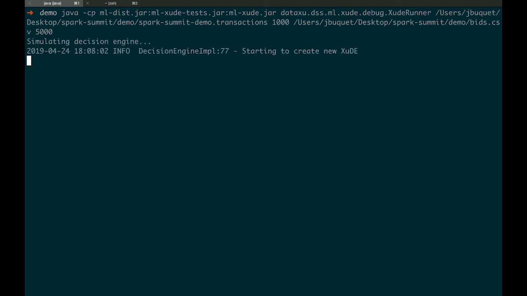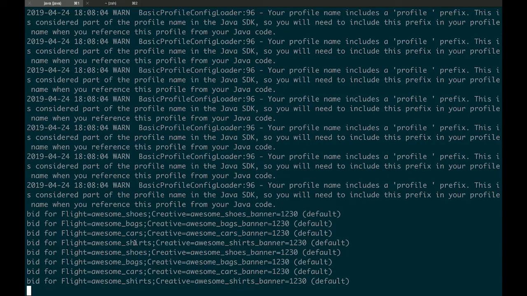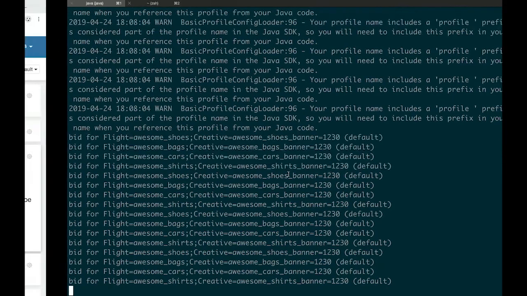I run this, it's simulating the decision engine, it's loading the needed metadata, and you can see that every 5 seconds I'll receive a new bid request, and I'll bid on behalf of my 4 campaigns. As I have no data, I have nothing to optimize on top of, so I'm just bidding a default value for all of them.